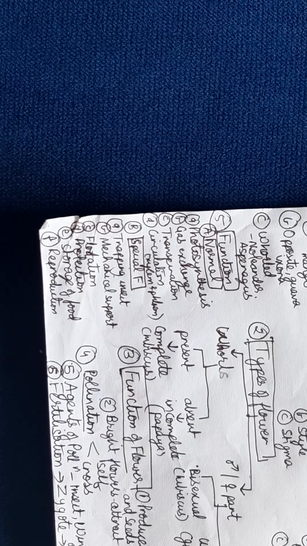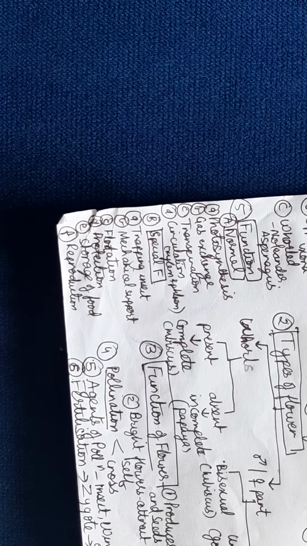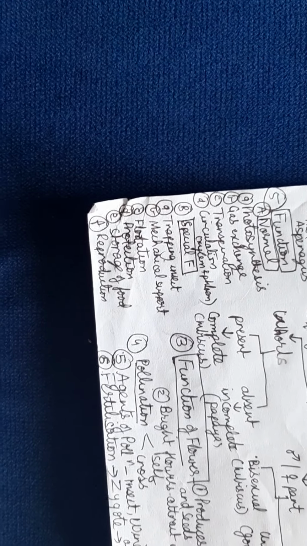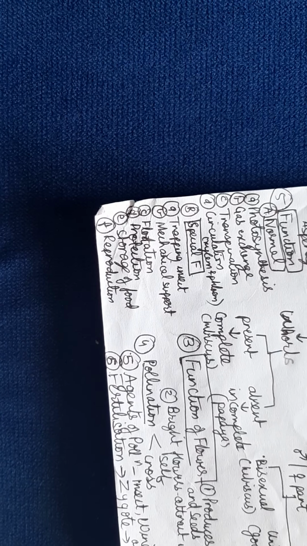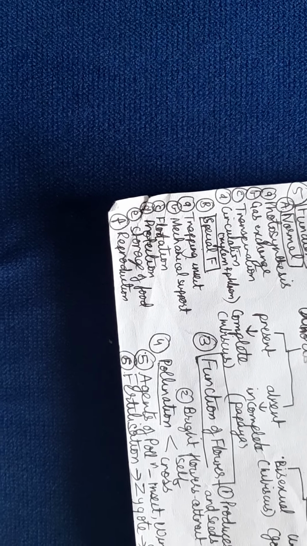as special. The normal functions include photosynthesis, gas exchange, transpiration, and circulation through xylem and phloem. We have special functions like trapping insects, mechanical support, flotation, protection, storage of food, and reproduction.